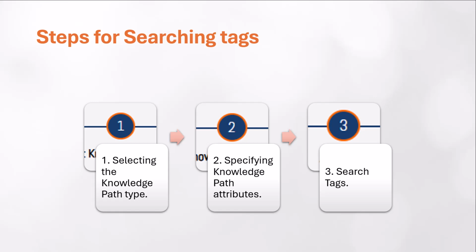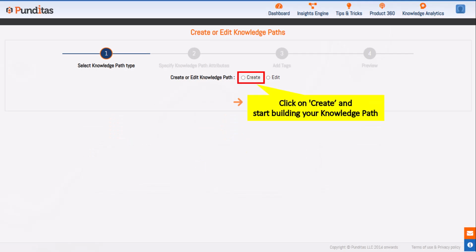Step 1, selecting the knowledge path type. Step 2, specifying knowledge path attributes. Step 3, search tags.